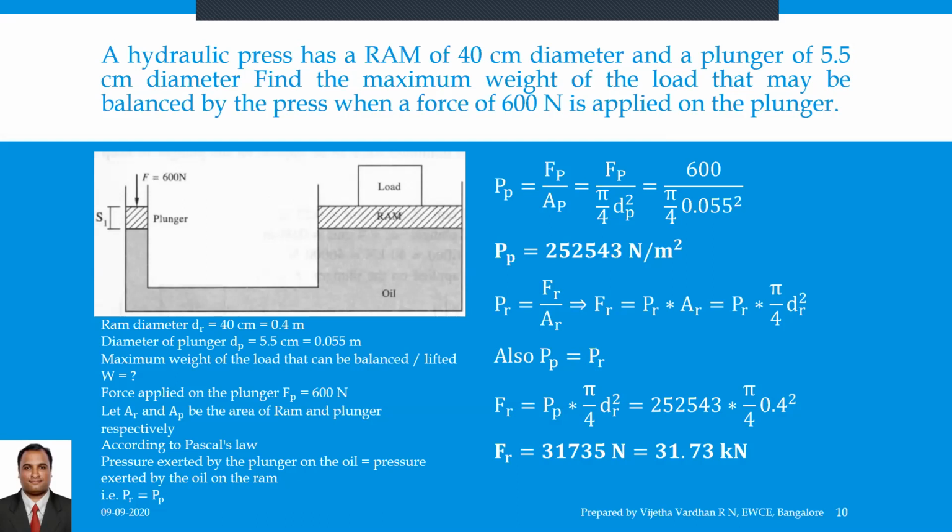That means for the given condition, when a force of 600 Newton is applied on the plunger, this system is able to lift up to 31.73 kilonewton of weight. This is the meaning of Pascal's law.